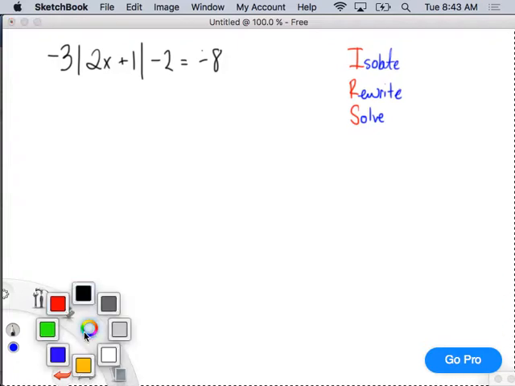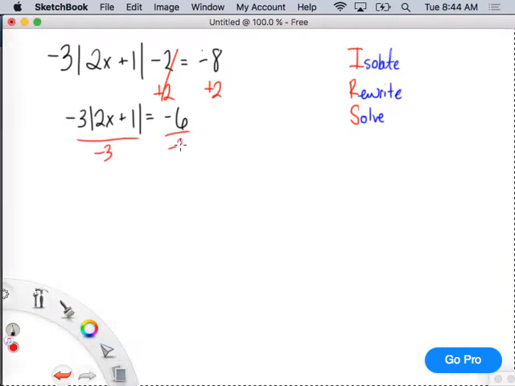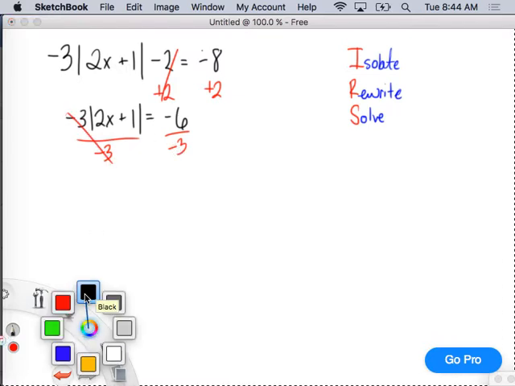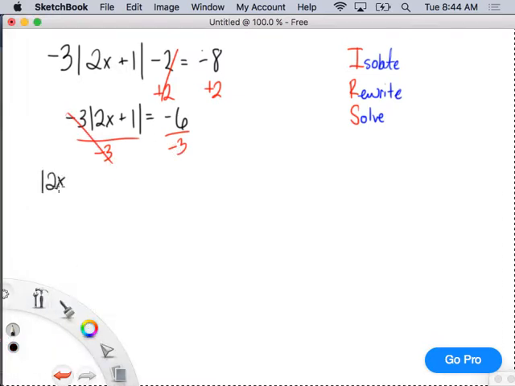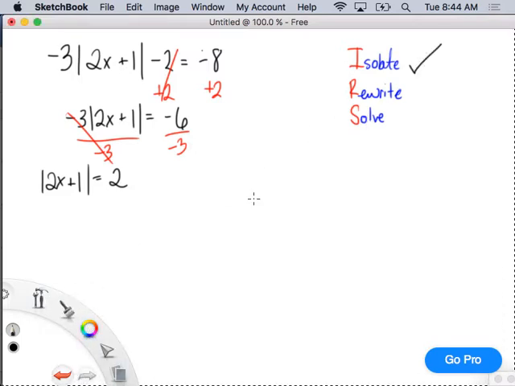All right, first step, add 2 to both sides. Negative 3 times the absolute value of 2x plus 1 equals negative 6. Next step, divide both sides by negative 3. Absolute value of 2x plus 1 equals 2. I've completed my isolation process.